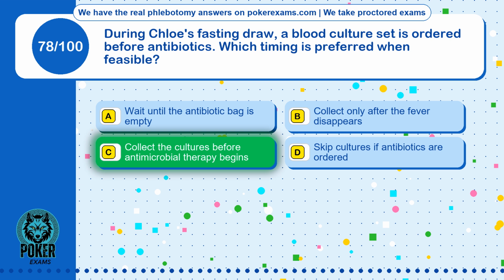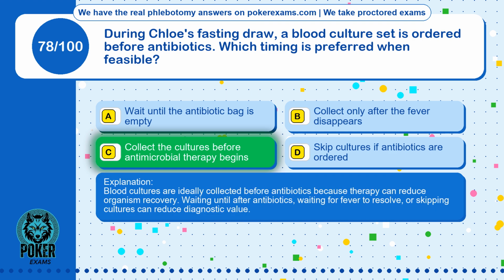The correct answer is option C. Collect the cultures before antimicrobial therapy begins. Blood cultures are ideally collected before antibiotics because therapy can reduce organism recovery. Waiting until after antibiotics, waiting for fever to resolve, or skipping cultures can reduce diagnostic value.